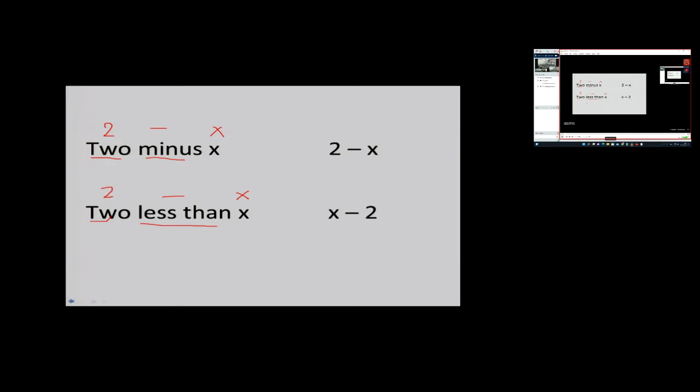Okay? Remember, if we're dealing with less than, the direction is from right going to the left. But if we're dealing with the other symbols like minus, the direction is from left going to the right. That's why 2 minus x is not the same as 2 less than x. Okay? Understand? No question? Okay, let us try some.